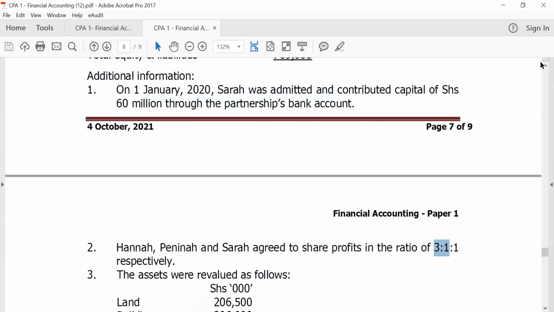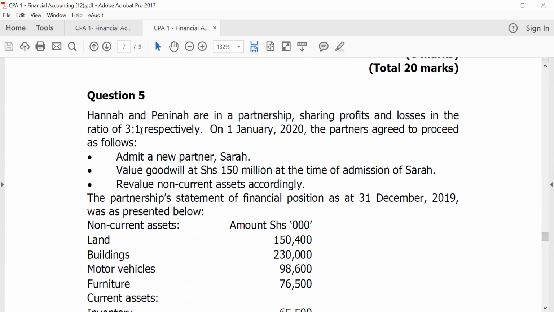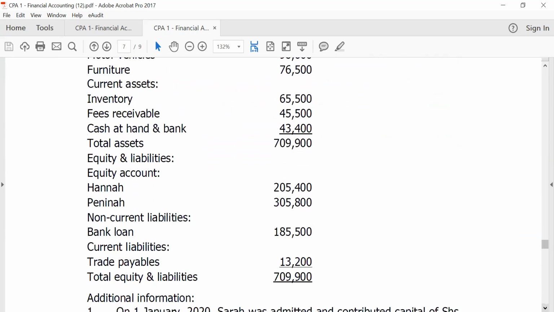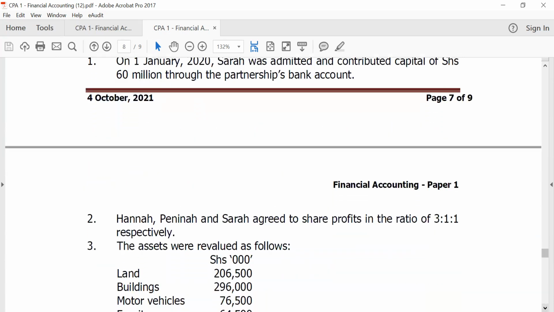Now, one thing that you also understand is that whenever we admit a new partner, the ratios will change definitely, because if they are sharing 3 to 1, they were 2, there needs to be a new profit sharing ratio, which will always be provided to us right here.